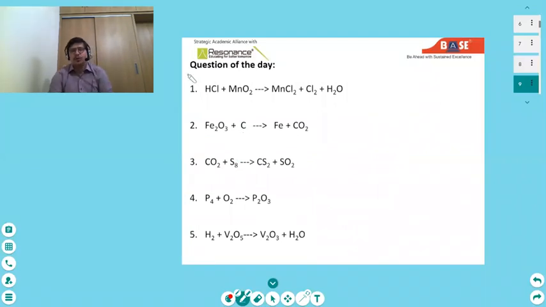So these are the questions of the day. You will be doing a reaction between HCl and MnO2, Fe. I believe the second one I have done, but still you do it. Carbon dioxide and S8. S8 is sulfur. P4 is phosphorus and oxygen, and V2O5 is vanadium pentaoxide. No need to know the element at this point of time. What is V? You just balance and tell me whether balancing is possible or not. So we will see this in the next class before we take session number 8.